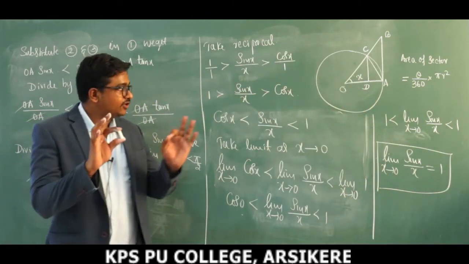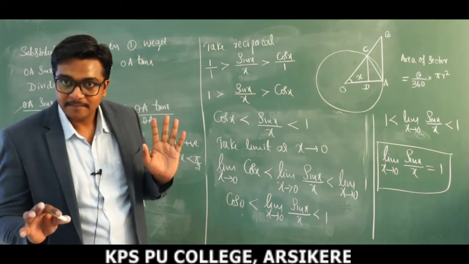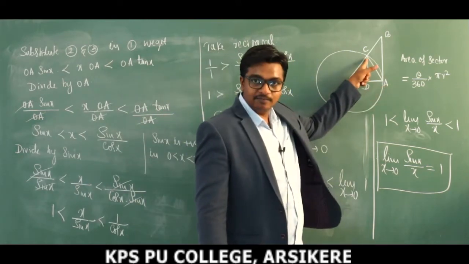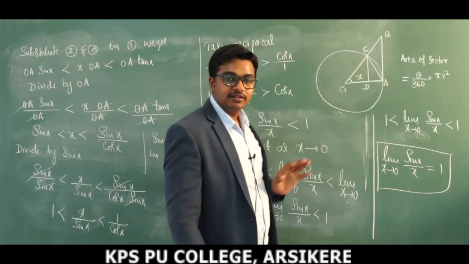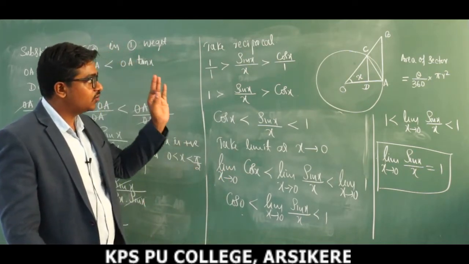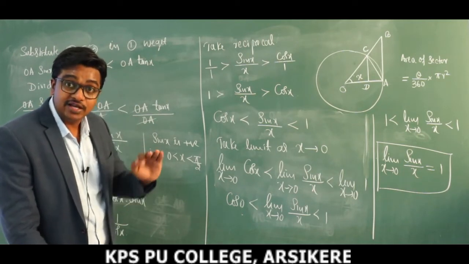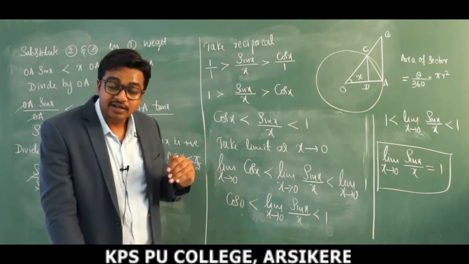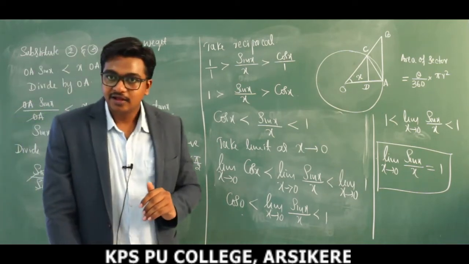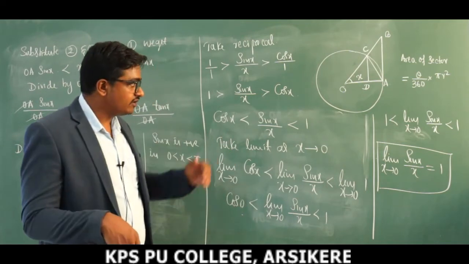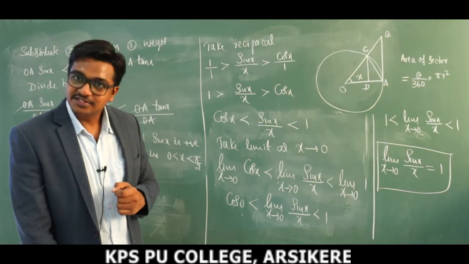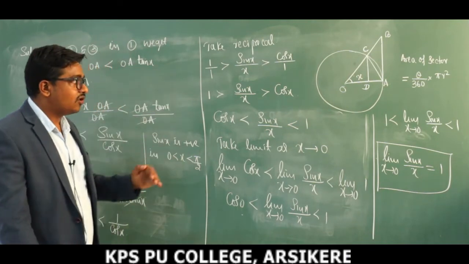Understood, children? Here the important concept is the circle. In the circle, what do we consider? We will consider the area of the first triangle, the area of the sector and the area of the bigger triangle, the largest triangle. So the first one is triangle OAC. Area of triangle OAC is less than area of the sector OAC and it is less than area of the triangle OAB. Next step is simplification. After that we will take the limit whenever x approaches 0. This is clear? Okay. Take a pause and note all the things that I have written here.